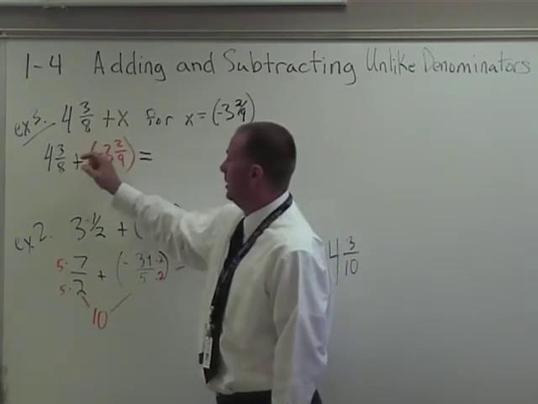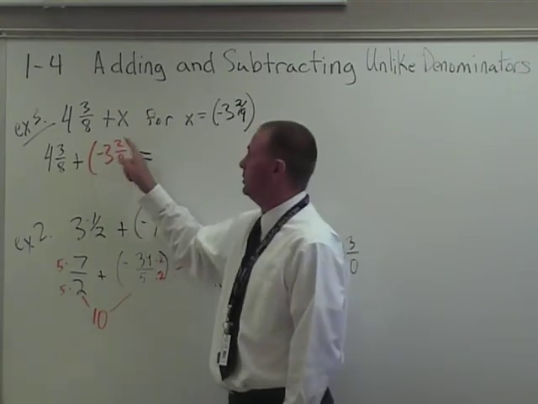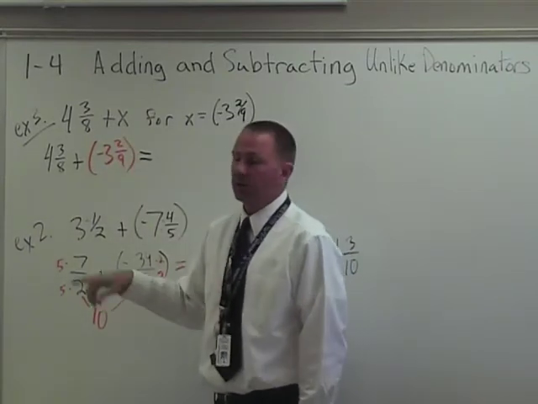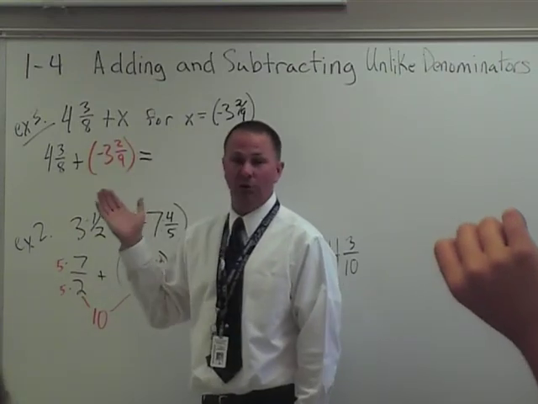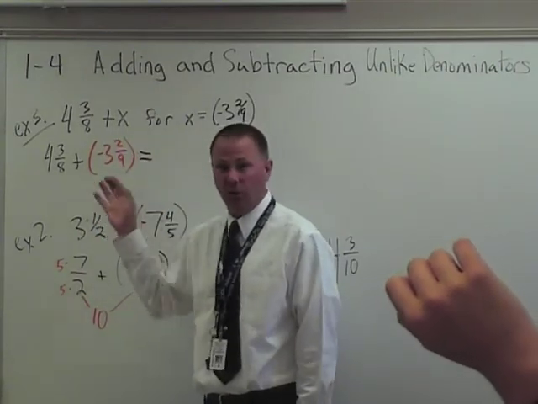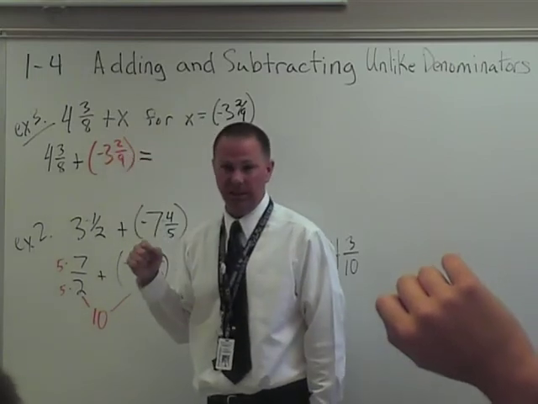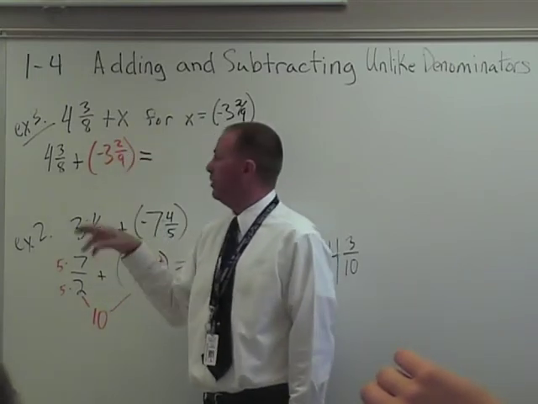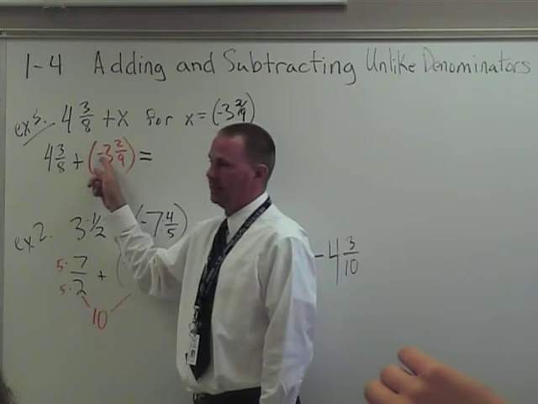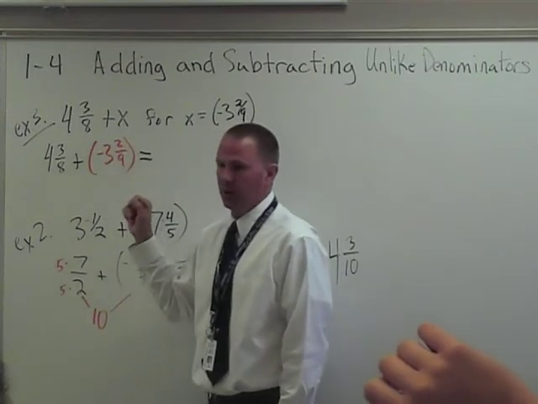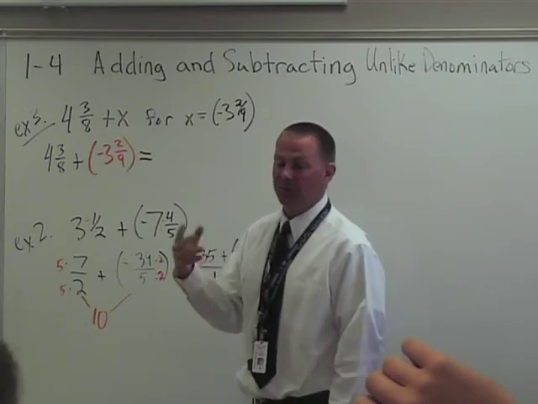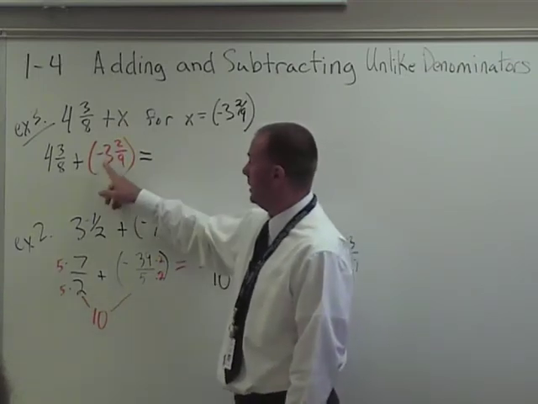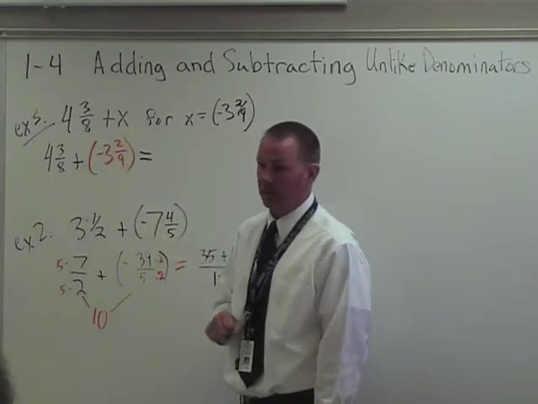Just forget about the negative and say 9 times 3 is 27 plus 2 is 29. Don't go, well, that's negative 27 and I'm adding a positive 2. No, that's still negative as well, the whole problem is negative. Okay? So don't worry about this negative when you're trying to find the value of your improper fraction. 9 times 3 is 27, 27 plus 2 is 29. So this is really negative 29/9.